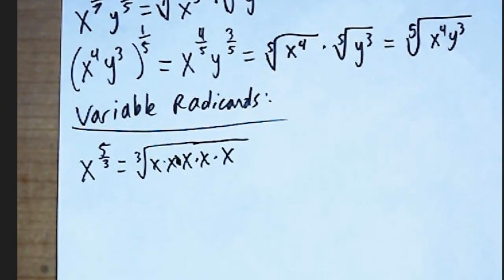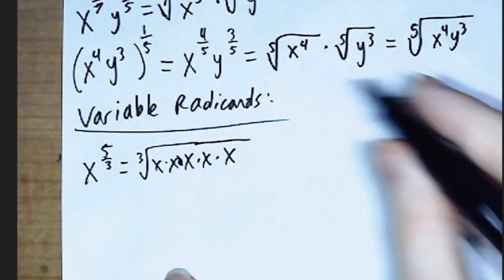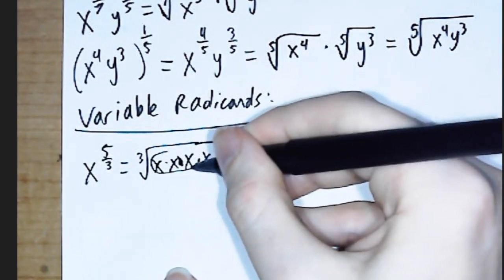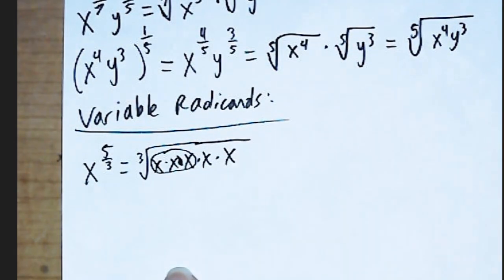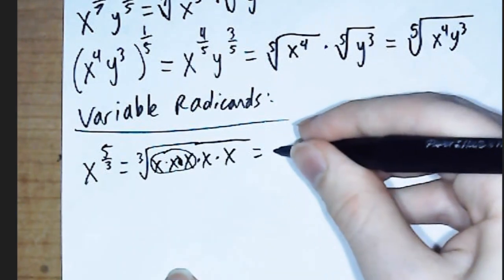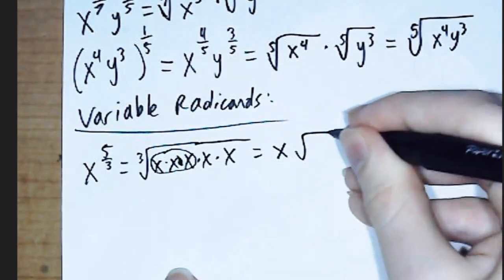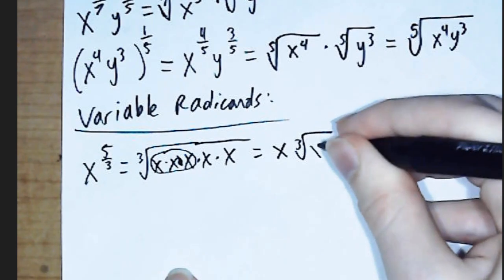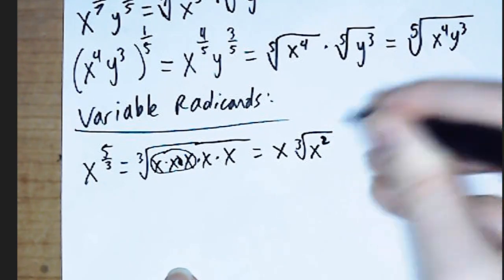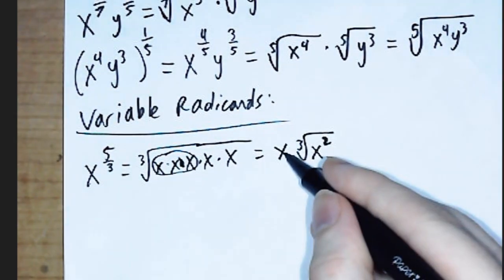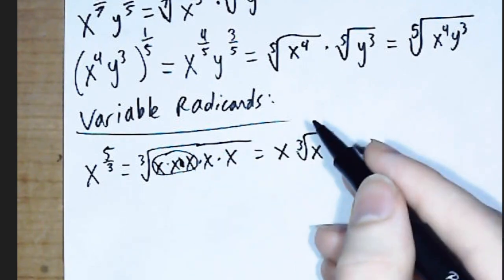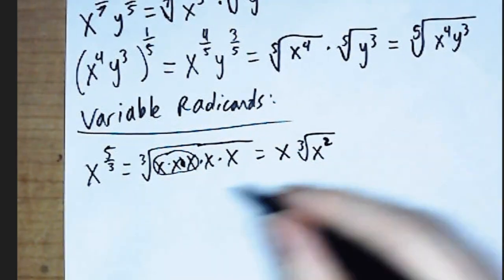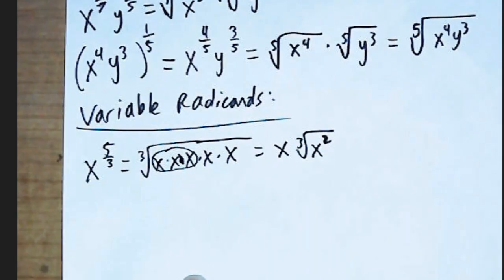And now, since it's a cube root, we're going to pull out groups of 3. So, we have a group of 3 x's and 2 left over. So, we end up with x times the cube root of x squared, because x represents this group of 3 x's here, and the x squared represents the 2 x's left over.